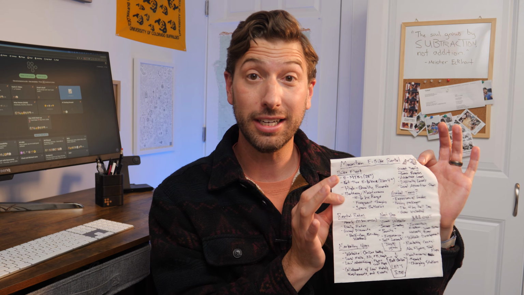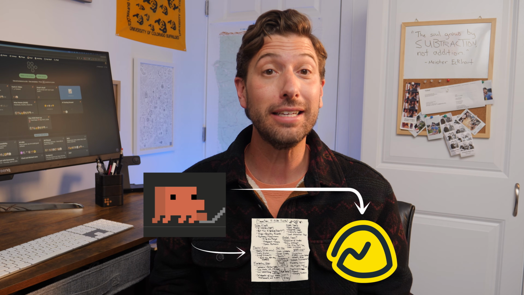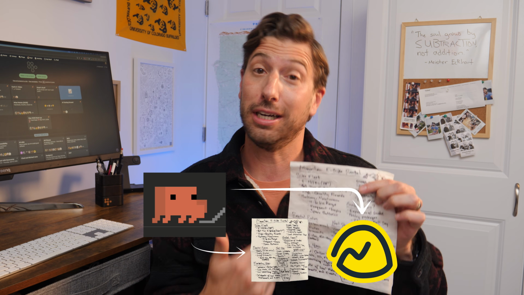All right, so I've got a napkin here with an e-bike rental business plan scribbled all over it. I'm going to show you how an AI agent can analyze the napkin, then kick off a Basecamp project based on the simple notes that I've written out right here.